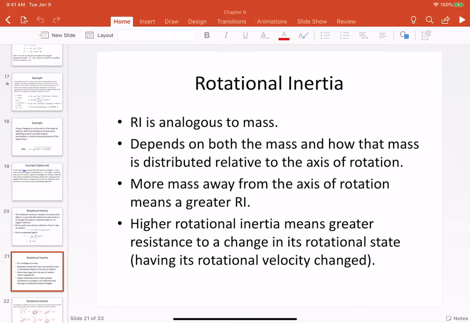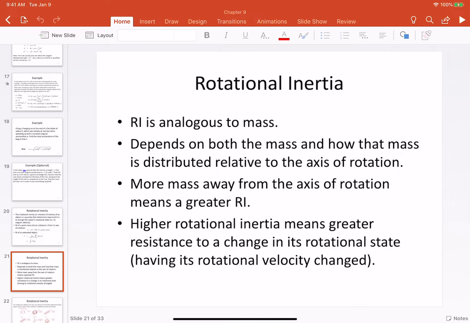The rotational inertia that we are studying now is very similar in spirit, but it applies to rotational motion, right? So an object which has a large rotational inertia is difficult to spin up or spin down or get it to rotate. And if it has a small rotational inertia, it's very easy to spin up or spin down, right? Okay.